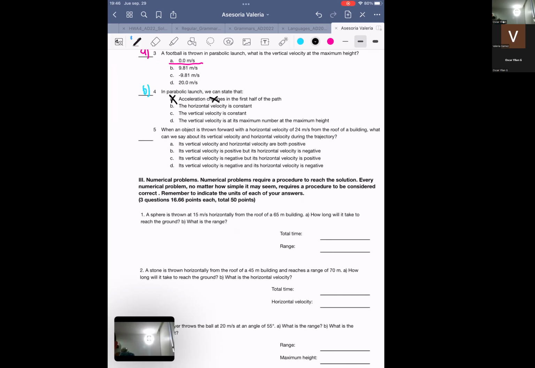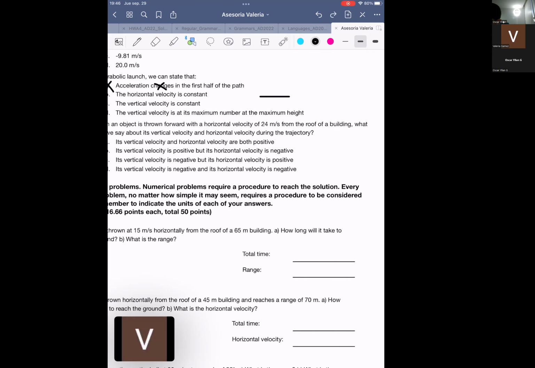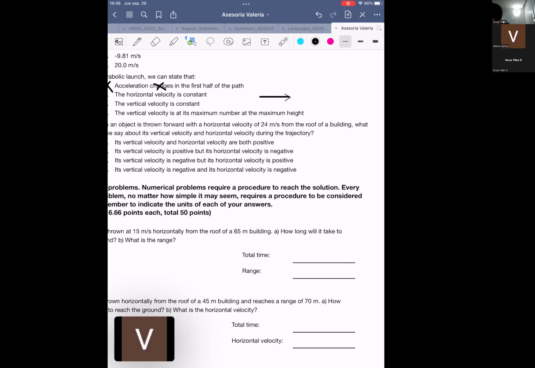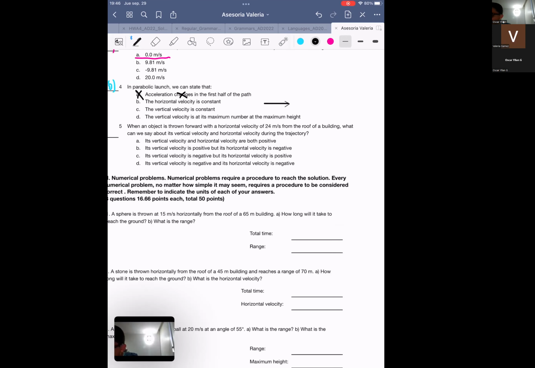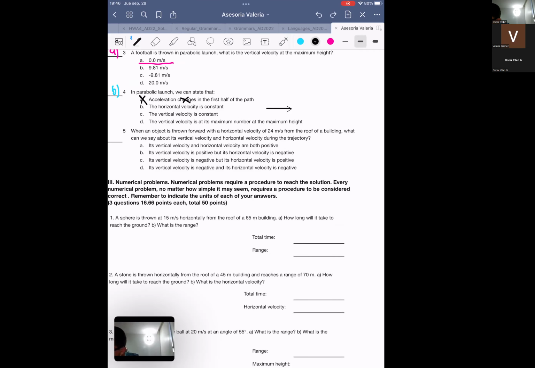Okay, number 5. Let's read the 5. It says, when an object is thrown forward with a horizontal velocity of 24 meters per second from the roof of a building, right? Imagine like you have, okay, like this, from the roof of a building. What can we say about its vertical velocity and horizontal velocity?